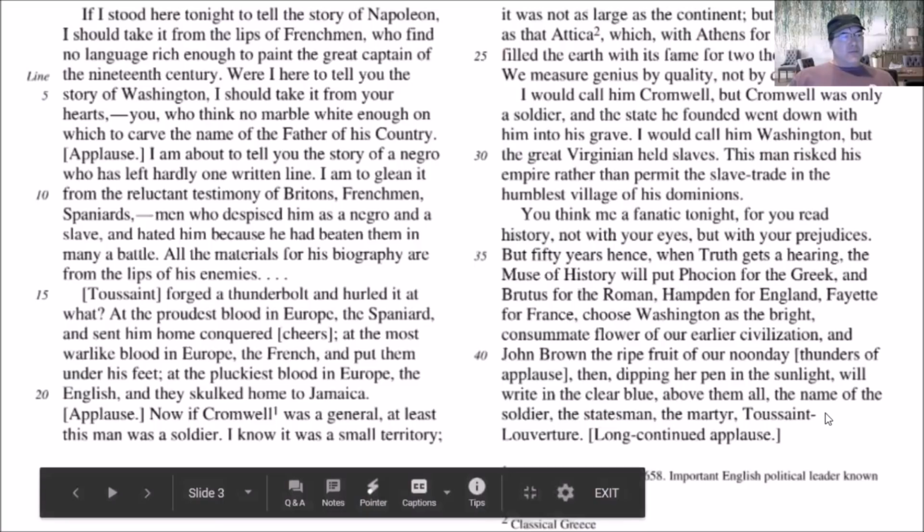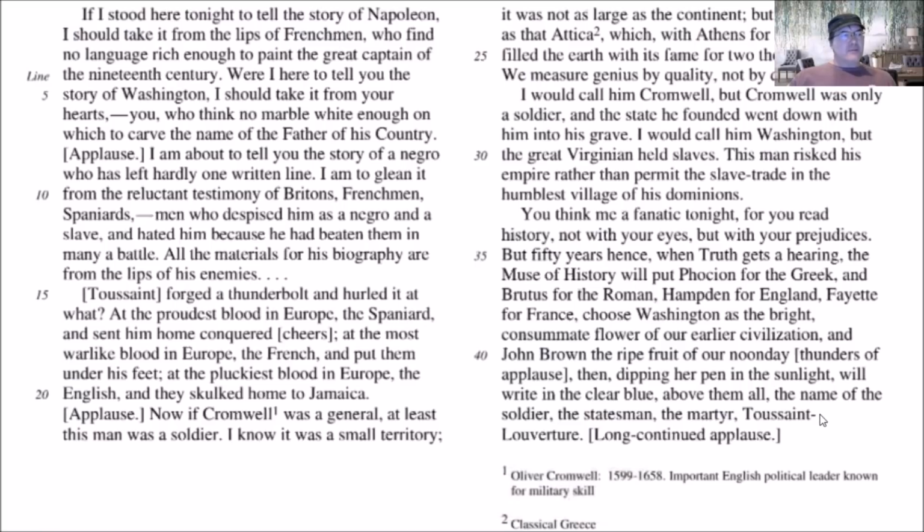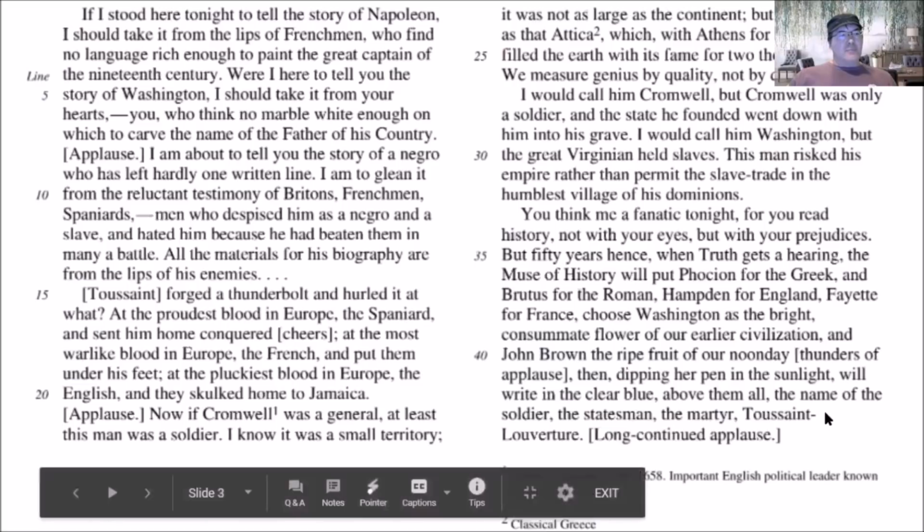And notice some of the devices he uses. Again, asyndeton: the soldier, the statesman, the martyr. There's no "and" here like would be expected, and that makes it more dramatic. Again, returning to his use of pathos to make his point that this man deserves far more adulation and praise than many of the great names that have come through history.